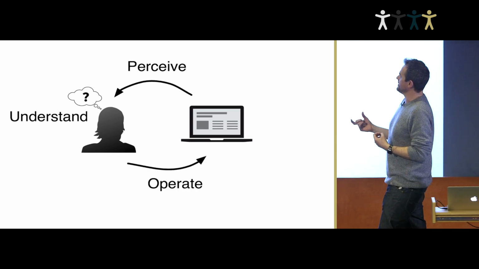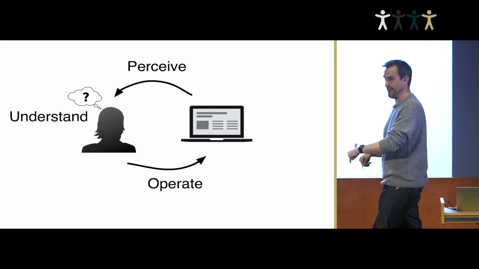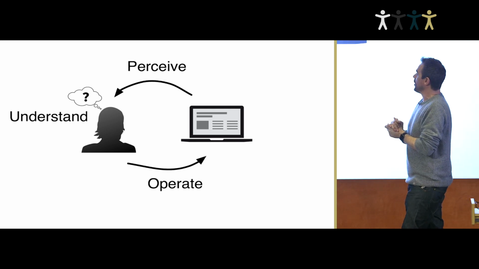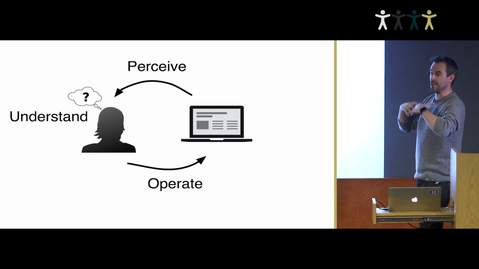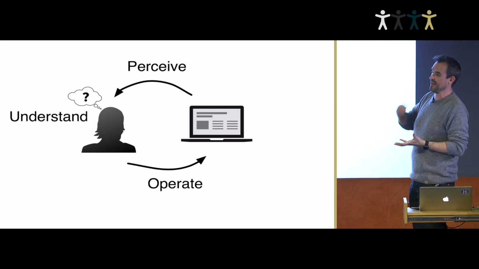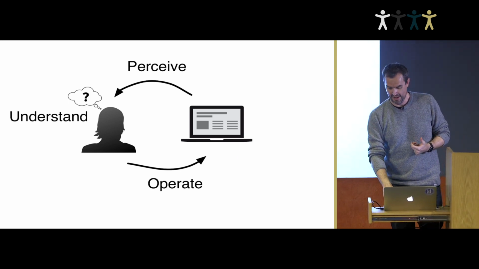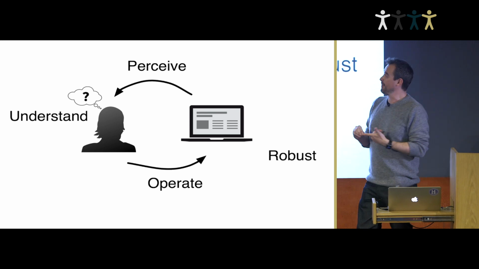The next thing that needs to happen is that you can operate the interface. So can you click the links? Can you click the buttons? Not everybody uses a mouse or a keyboard. There's lots of different ways that people might be interacting with your website, and they need to be able to successfully operate it.